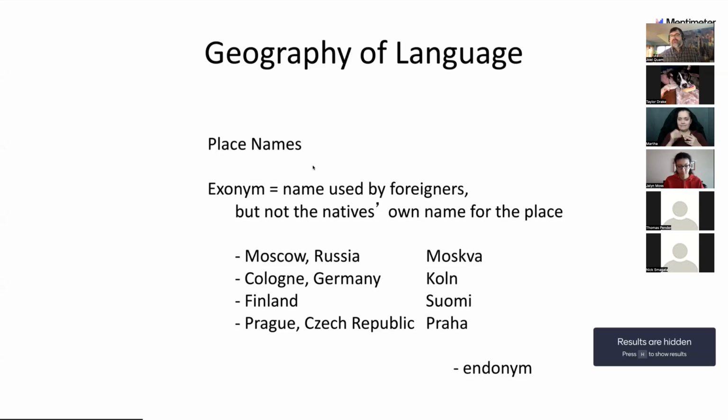All right, and you see the word at the bottom there, endonym. So if you are a native and you use the correct native word, that's an endonym. So for Russians, Moskva is an endonym.